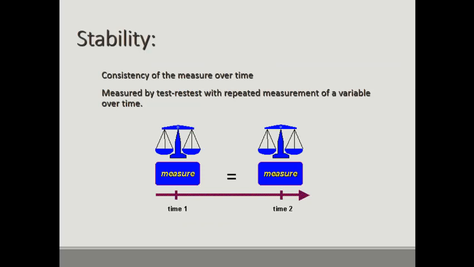Stability is another factor in reliability. Stability is the consistency of the measure over time. You determine stability by testing and retesting with repeated measurements of a variable over a specific time period. The more stable that measure is, the more consistent it is over time, the greater reliability you have in your tool.